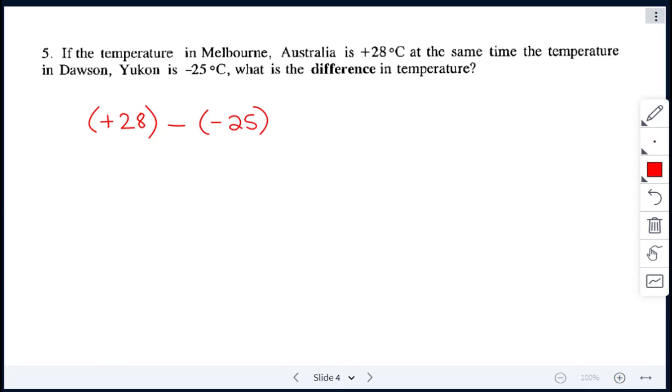All right, so here we're looking at the difference in the two temperatures. So difference always means subtraction. So we're going to take our positive 28 degrees Celsius and subtract it from the negative 25 degrees Celsius. So that becomes positive 28, and we're going to add the opposite. So we're going to add a positive 25. And then 28 plus 25 is 53. So the difference in temperature is 53 degrees Celsius.